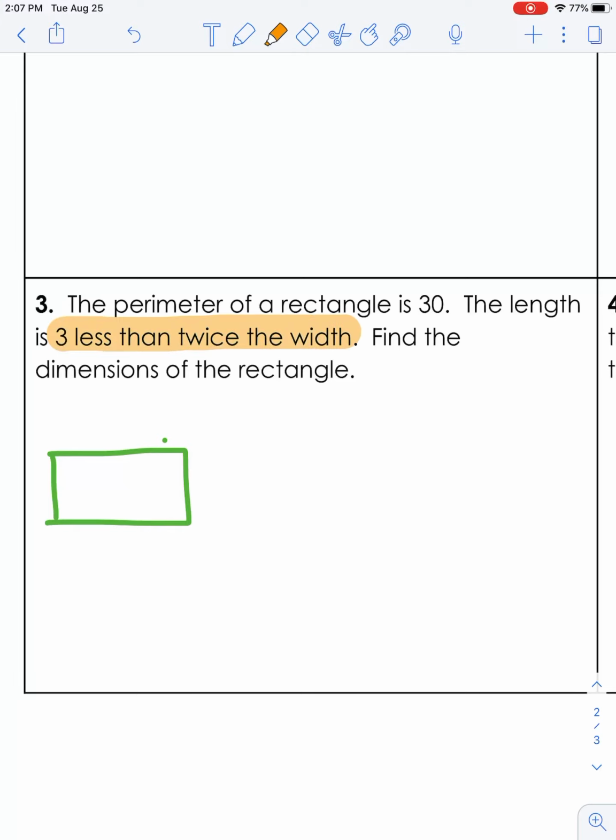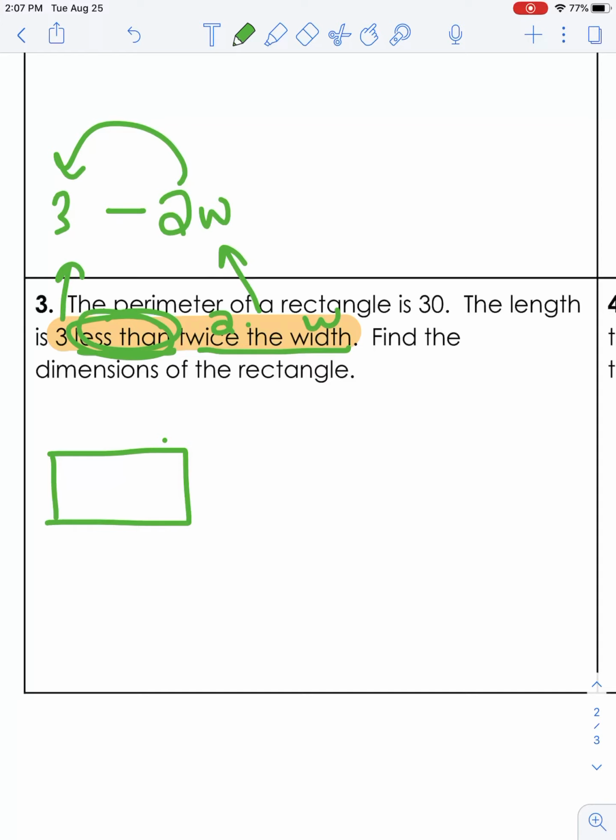We have 3 less than twice its width. 3 less means minus. And then twice the width means 2 times that width, or 2w. But the less than is a turnaround phrase, so we should turn that around. 2w should come first, 3 should come last. We can fill out the other 2 sides, which is w, and then make our equation for perimeter.